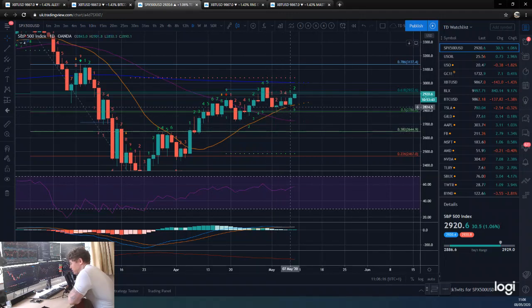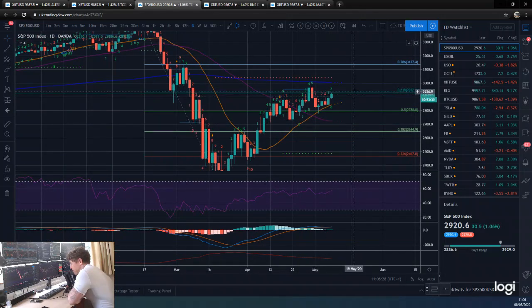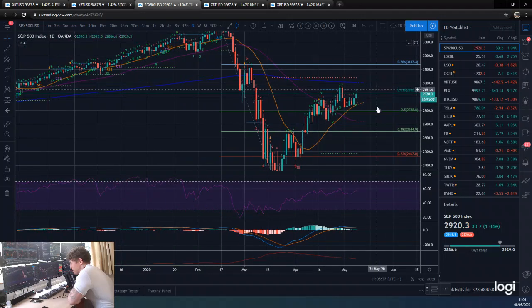Yeah, we bounced off this green one, bounced off the 21 period moving average. So that was obviously a sign that we were going to have a bit of a bullish move. So again, I think we're going to be pretty much governed by the 618, which we're at now, and obviously, as you can see here, the 200-day moving average.